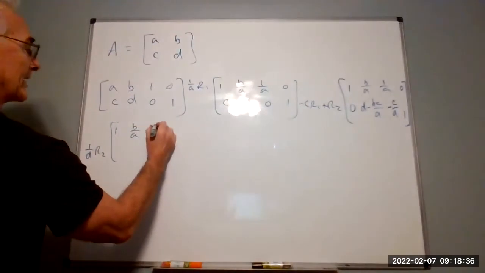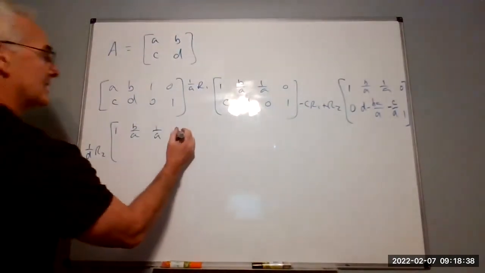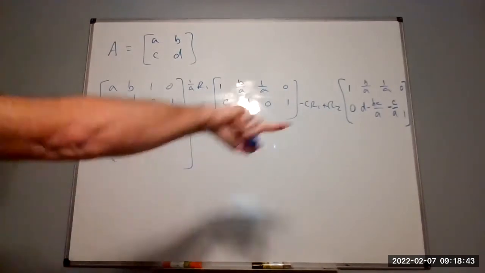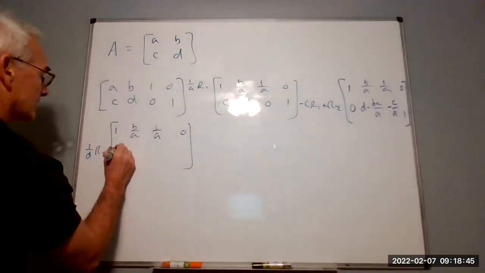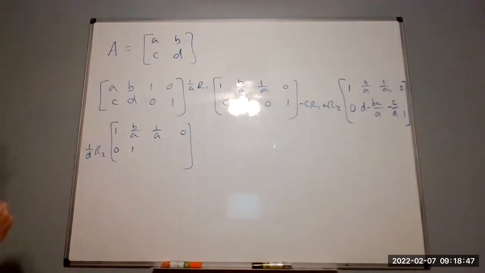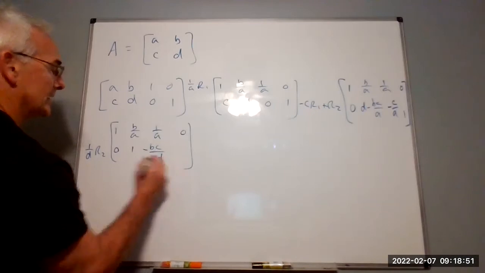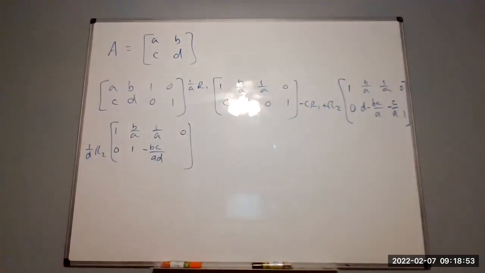Professor, for the top row, yeah. Thank you. That's still a 1 over A. Good catch. Okay, so my top row is not changing. My bottom row, I'm multiplying through by 1 over D. So 0, 1, negative BC over AD. Yikes. I think that's what I've got. Does that look right?